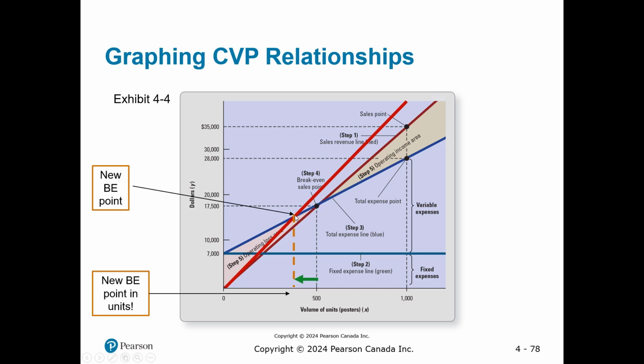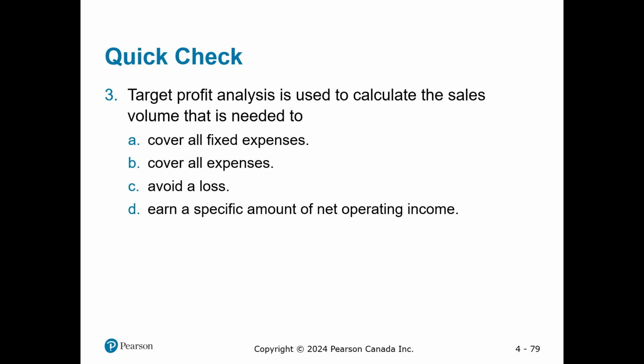So the new break-even point, it's earlier. We're going to move the break-even point down. So we'll have fewer units, whatever they happen to be, and we'll have to earn less sales dollars in order to break even. 3. Target profit analysis is used to calculate the sales volume that is needed to A, cover all fixed expenses, B, cover all expenses, C, avoid a loss, D, earn a specific amount of net operating income. And the answer is D.